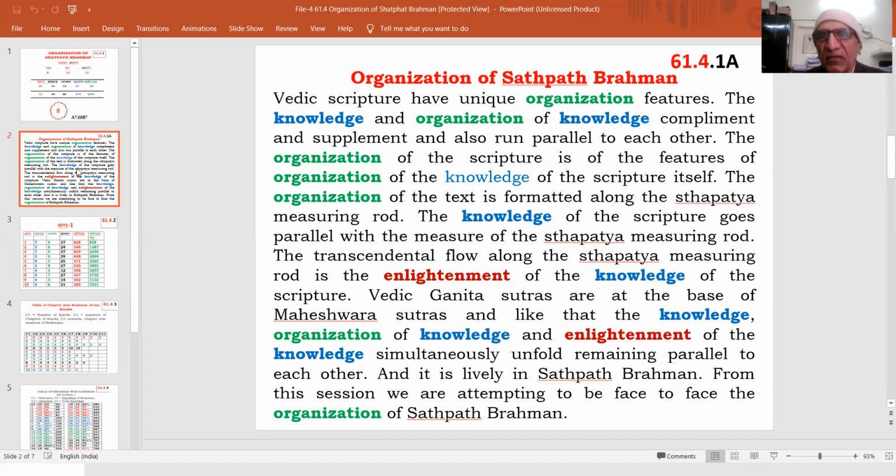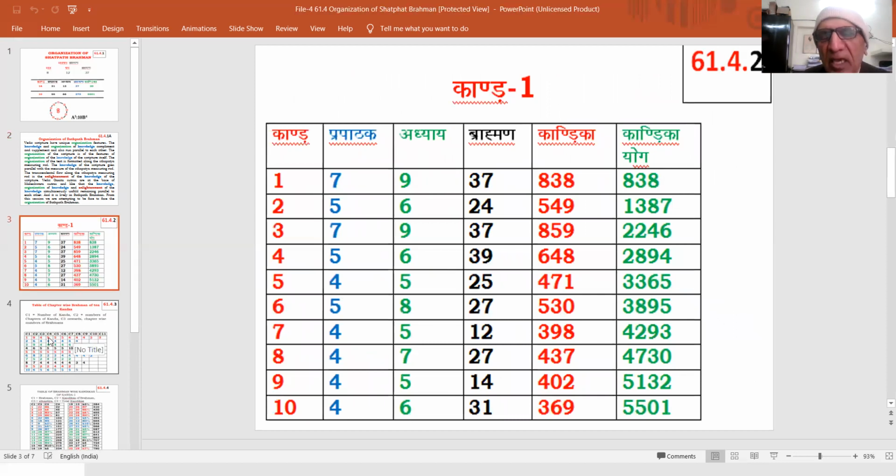Let me be very, very specific, that knowledge has its organization. It is the inherent feature of knowledge that it organizes itself as per its own values. Therefore, knowledge and organization of knowledge are two distinct disciplines, but intimately connected with each other. It is in this background that today we are having a focused attention upon Kanda 1 of Shatpath Brahman.